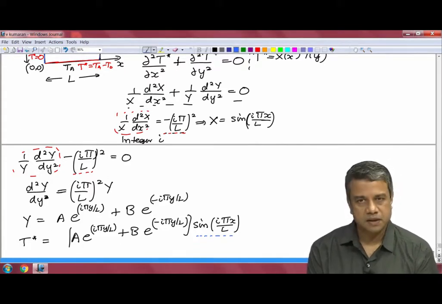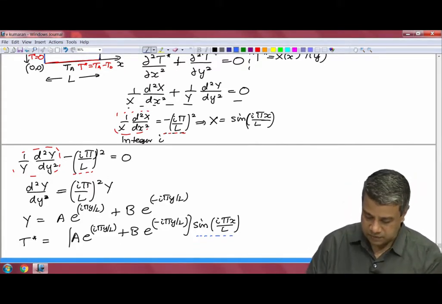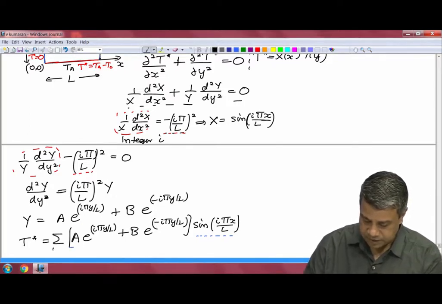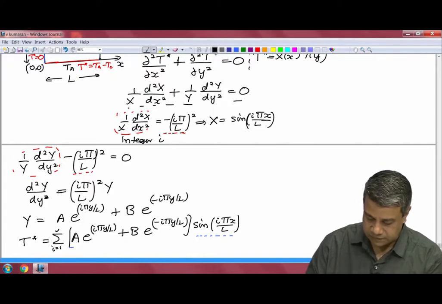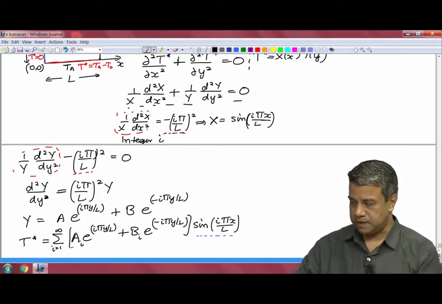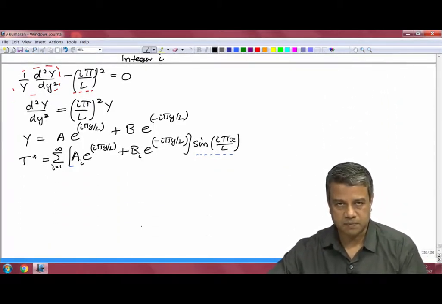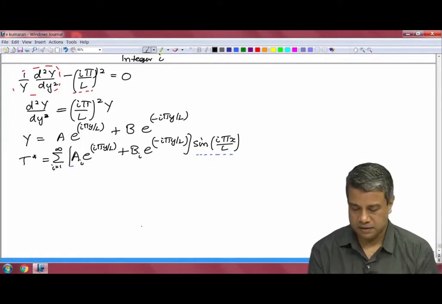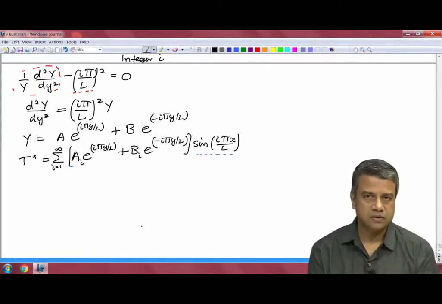Okay. That means that the most general solution will be of the form summation i equal to 1 to infinity of a_i times e power i pi y by L plus b_i times e power minus i pi y by L, times sine of i pi x by L. So, this is the general solution.